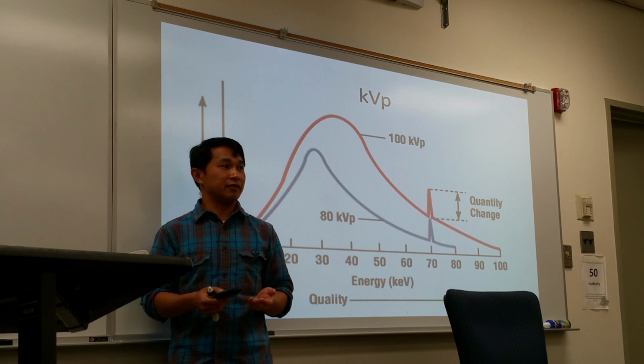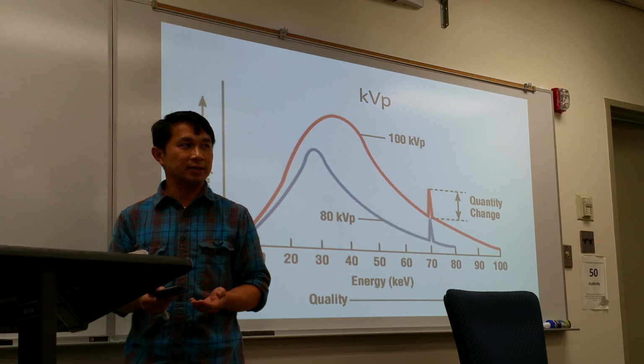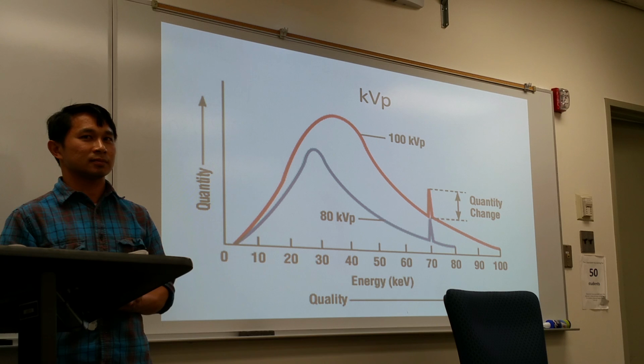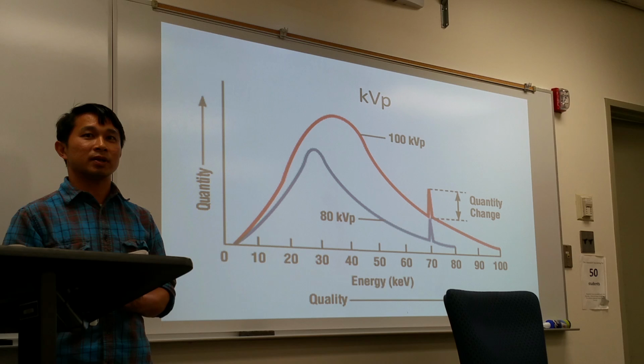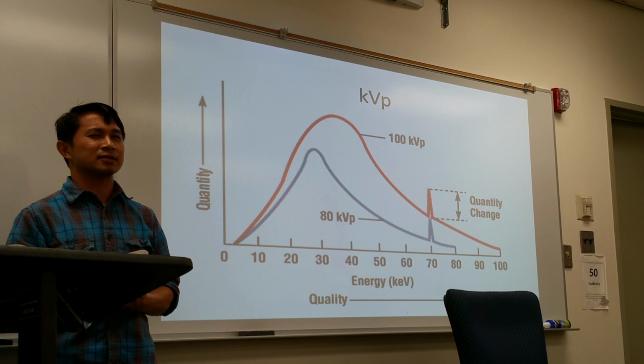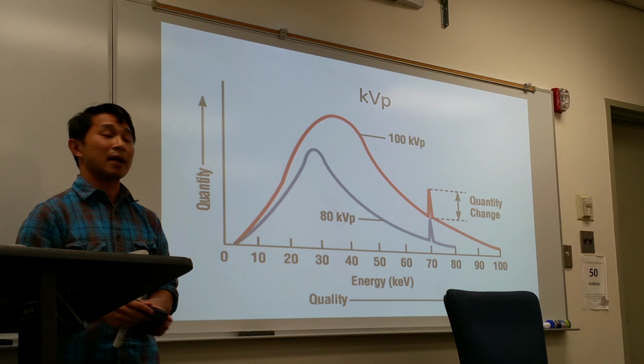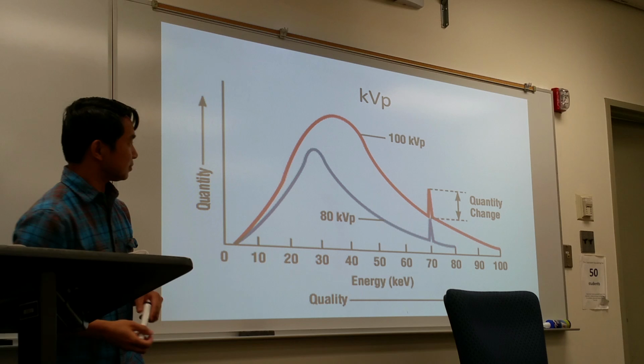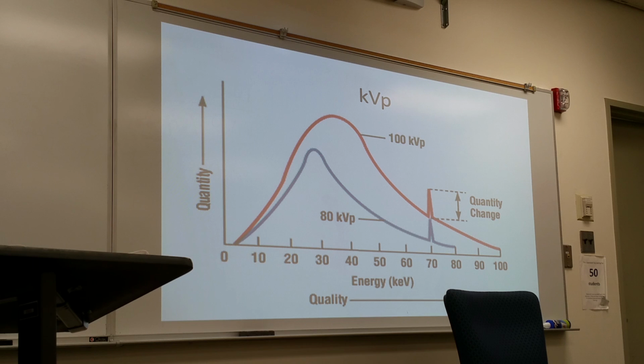Make sense? I don't know, it's a little different because in another class, we never mentioned anything about kV affecting quantity. In 146? Yeah. Well, we talked a lot about it. Quantity has always been a factor of mA only. Yeah, but in terms of kV, it affects both quantity and quality. That's why we have the 15% rule. Mm-hmm. When changing the density, you're talking about kV. That's the quantity as well. Oh, okay.